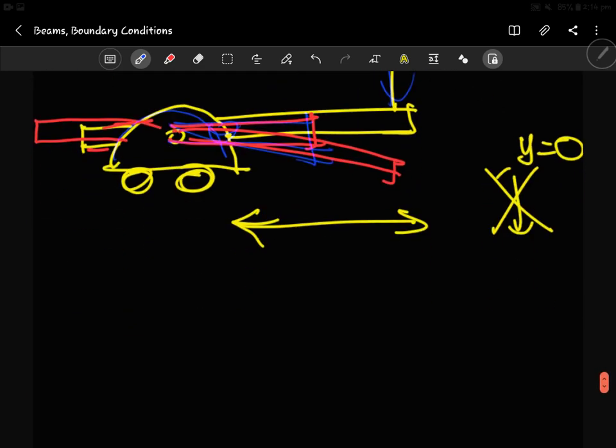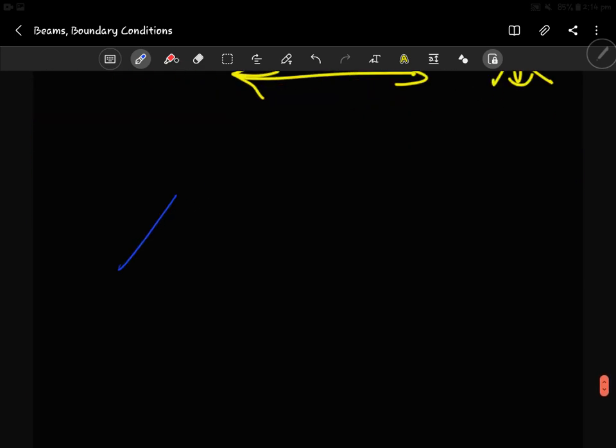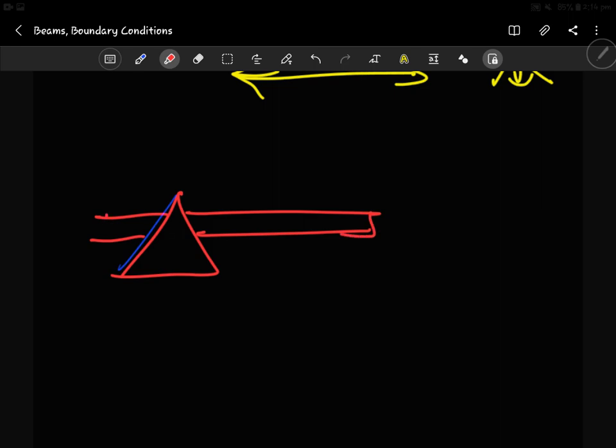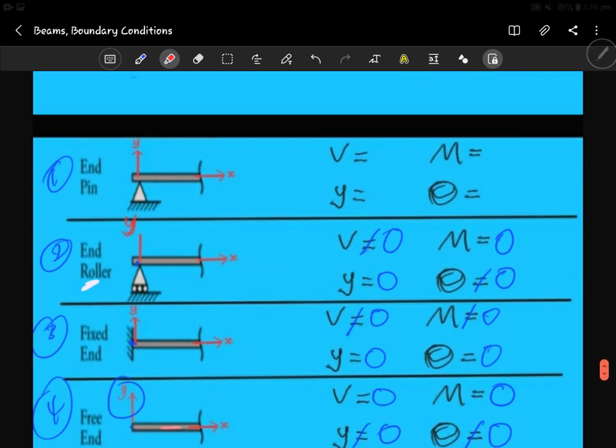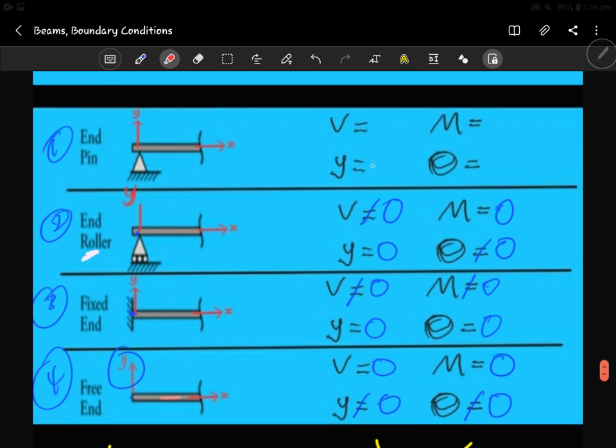Okay, the pin end is the same thing as the roller end, but let's go over it. So we have a pin end, something of this sort, right? The pinned support will not allow the beam to move sideways. So there's no sideways movement, right? And then again, there's no up and down movement. So clearly, because there's no up and down movement, you can say deflection is zero for the pin end.